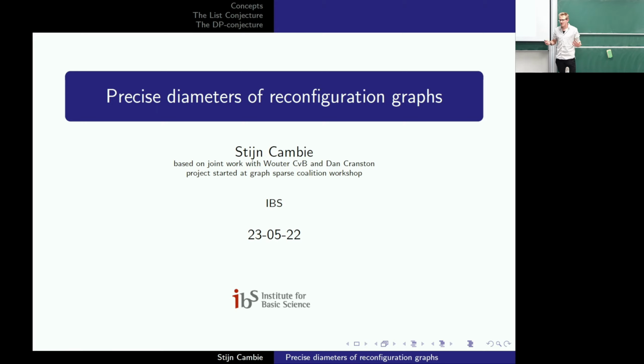Before being able to mention some results, obviously I need to be sure that everyone can understand, so all concepts should be clear, so diameter, reconfiguration graphs and so on. And then afterwards we want to introduce the two main conjectures. One is about list coloring and another one about DP or correspondence coloring. But let's start with the concepts.